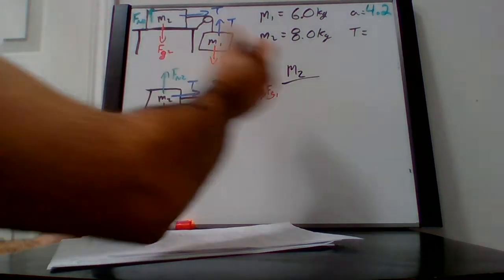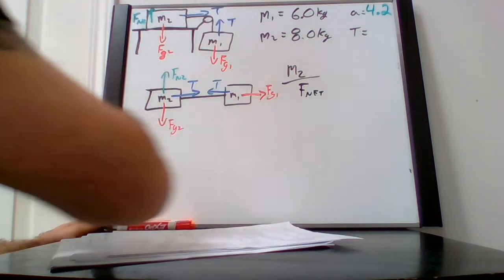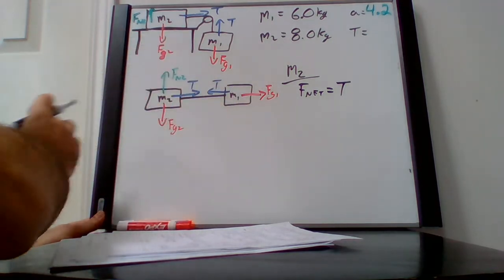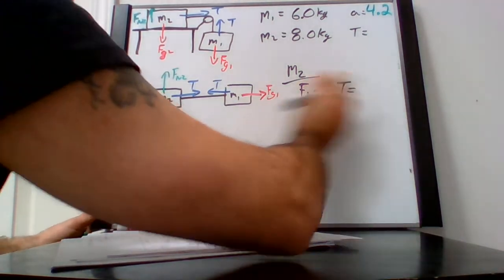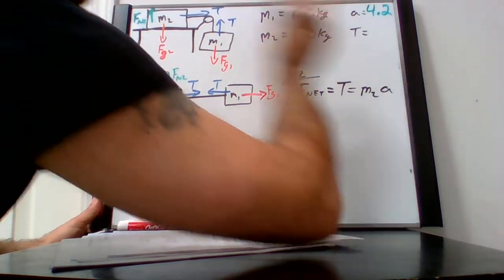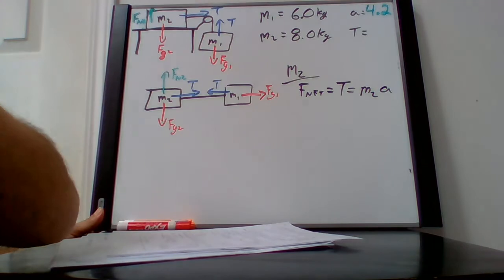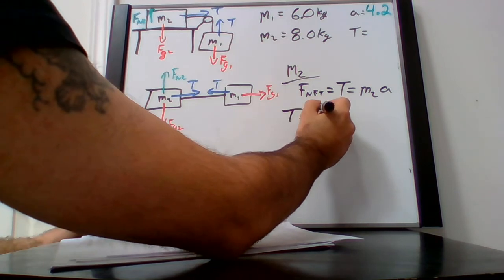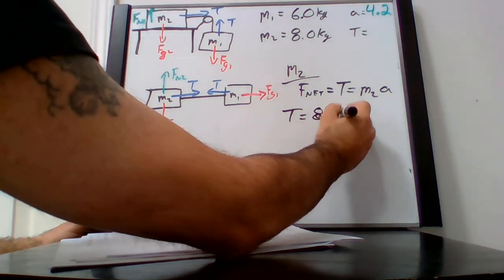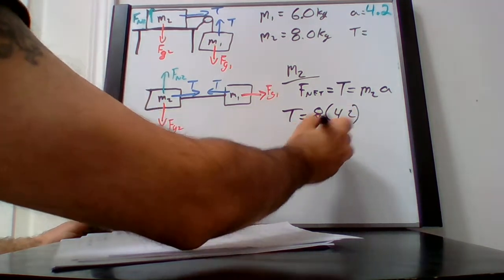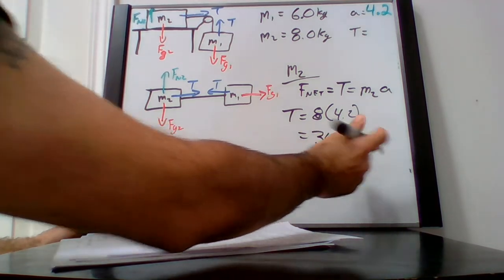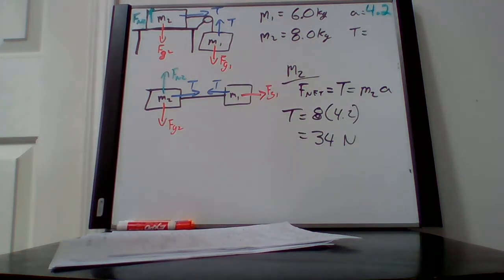if I'm looking at M2, my F net on this entire thing is equal to my tension, because that's the only horizontal force. The verticals cancel each other out. And that is equal to my F net for this piece here, which is just my M2 times A. Well, I just calculated my acceleration and I have my mass from the problem, so I can say that tension is just going to be 8 kilograms times 4.2 meters per second squared, which gives us 34 newtons.